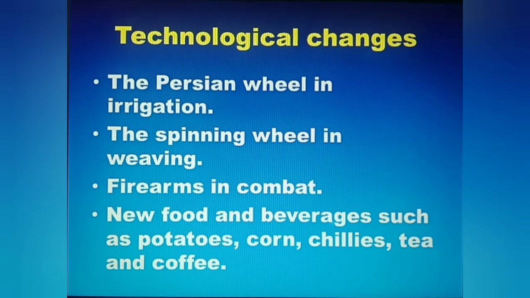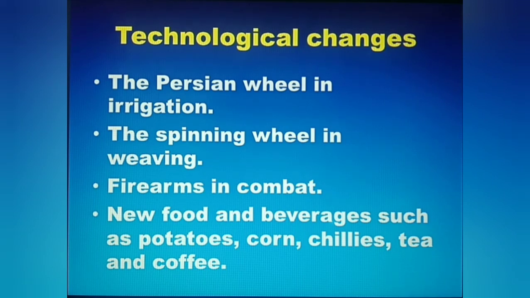The Persian wheel in irrigation, the spinning wheel in weaving, firearms in combat. Combat means battlefield. New food and beverages such as potatoes, corn, chilies, tea and coffee. Remember that all these innovations, new technologies and crops came along with the people who brought other ideas with them as well. As a result, this was a period of economic, political, social and cultural changes. You will learn about some of these changes in the coming chapters.